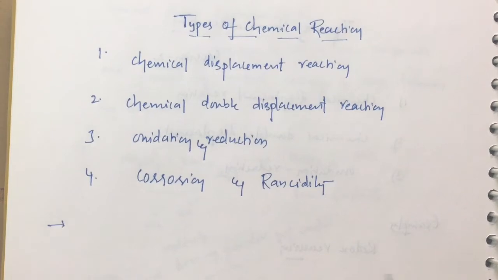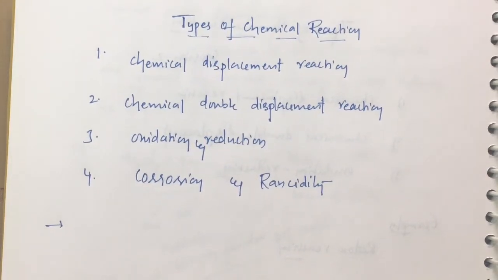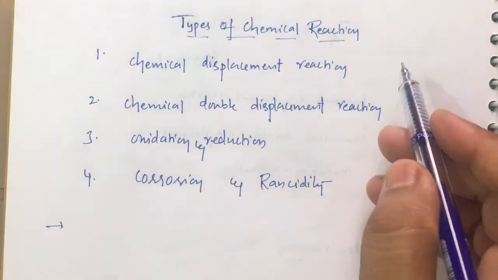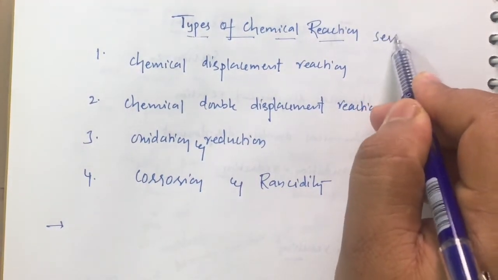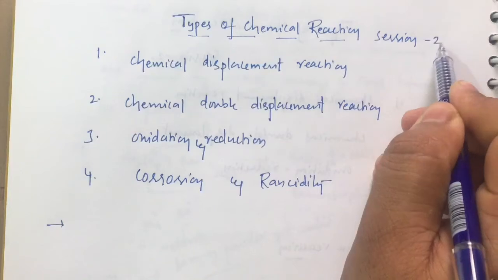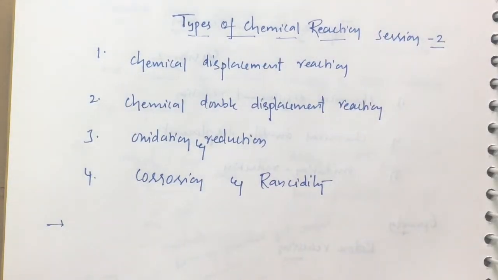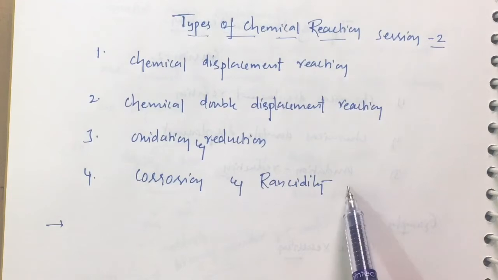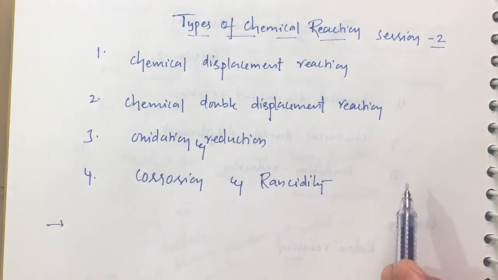Hello students. So now in the last session we studied about the first three types of chemical reaction. So today in this session of part 2 we are going to study about the remaining types of chemical reactions like chemical displacement reaction, chemical double displacement reaction, oxidation reduction, corrosion and rancidity, and its applications in our daily life.